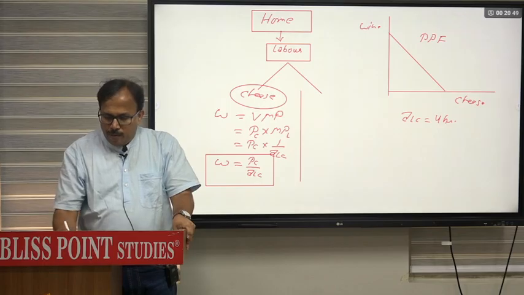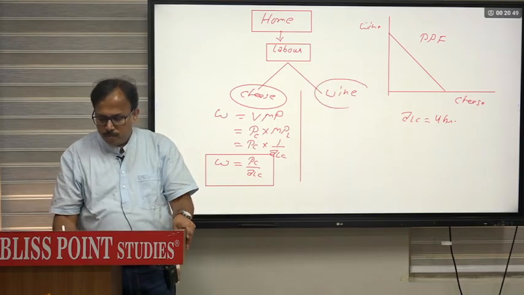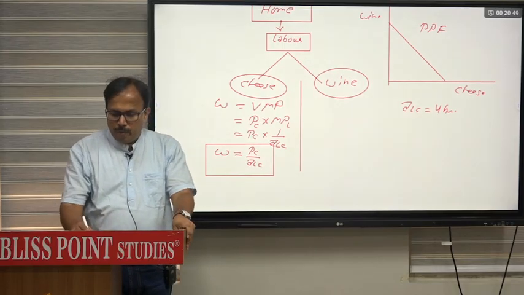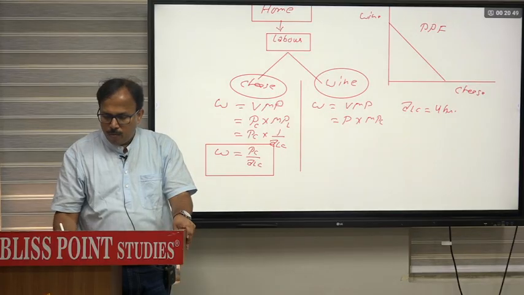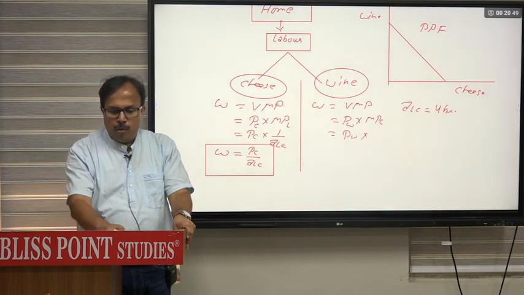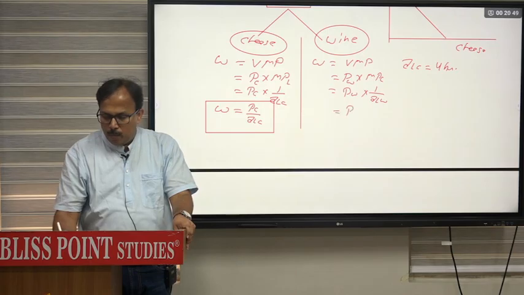Similarly, you can calculate it for the other industry, wine. So how much will be the wage in wine? Here also wage will be equal to the VMP. Here also price into marginal product of labor, but now it is the price of wine. So we'll write PW, and in place of MPL what you will write? 1 upon ALW. So it will be PW upon ALW. That will be wage in wine.